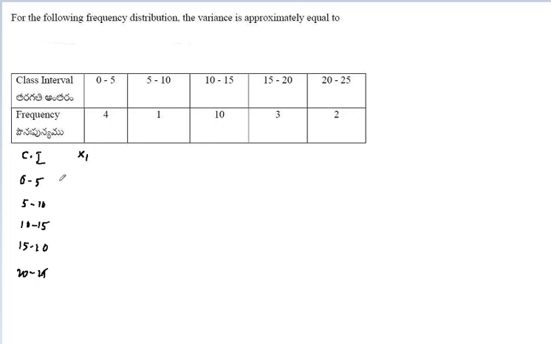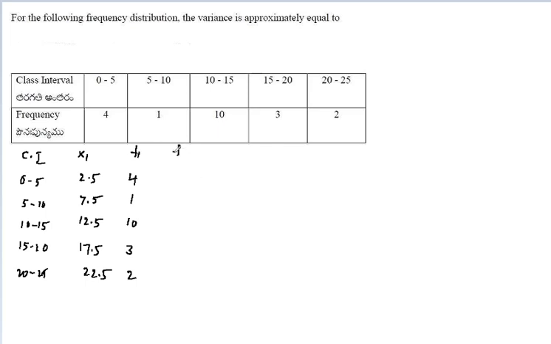So 0 plus 5 by 2, that is 2.5. 5 plus 10 by 2, that is 7.5. Next 10 plus 15, 25 by 2, that is 12.5. Next is 17.5. 20 plus 25, 45 by 2, that is 22.5. And the frequencies fi are given. These are 4, 1, 10, 3, 2.